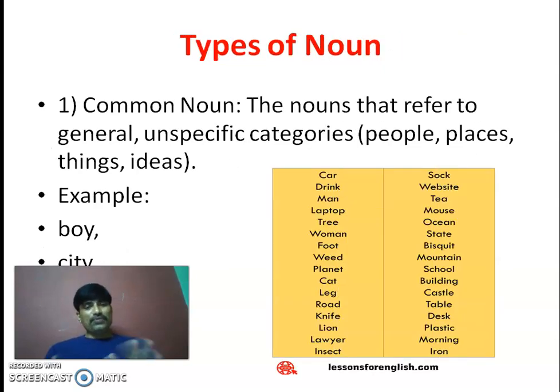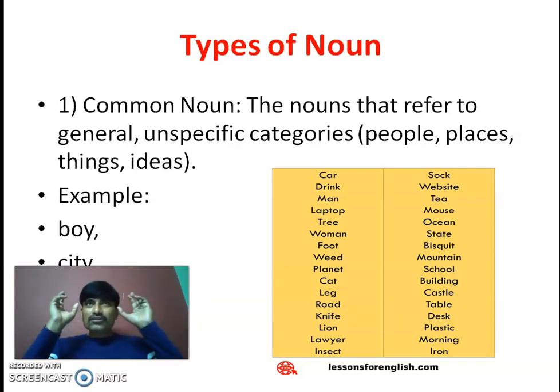Now, types of noun. Number one is common noun. The title itself suggests what common means. Common means general, which is not specific. So you can refer to any person. For example, if I say that there is a boy over there, you cannot tell me whether the boy is Aryan or the boy is Ramesh. You don't know about the person. I simply referred to a boy. So you will come to know very few things about the person.